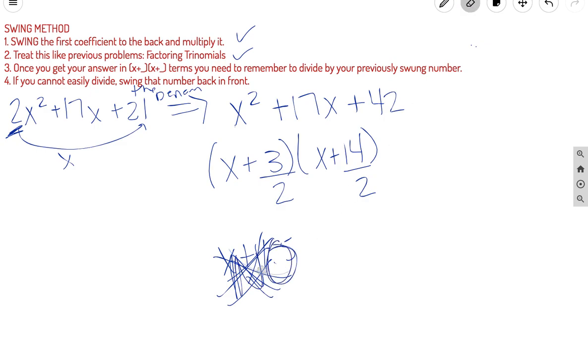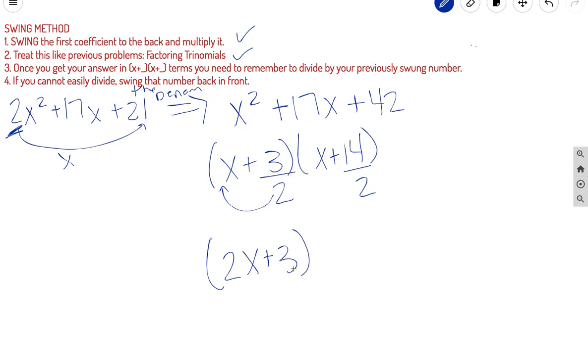Okay, so what we're going to do is take this denominator and swing it in front, so it becomes 2x plus 3. Okay, notice how I did that. 3 over 2 is not an acceptable number, so we need to take this denominator and swing it in front of our variable. So it becomes 2x plus 3.